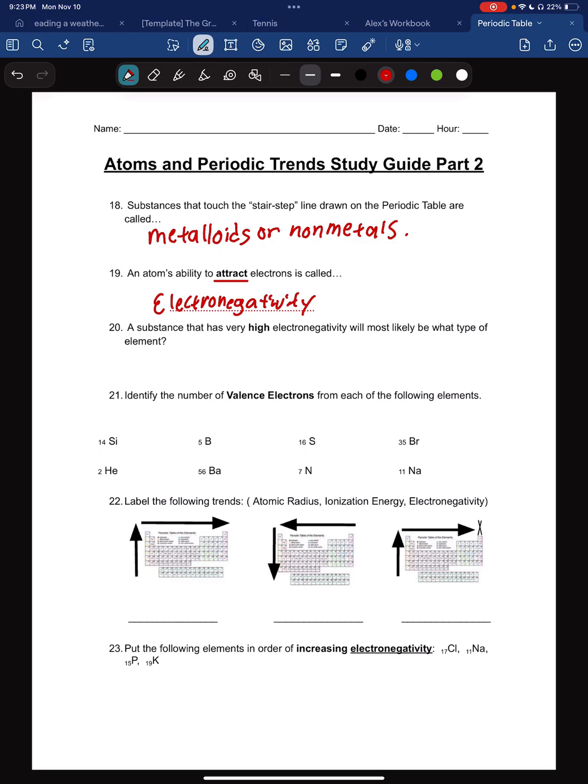Okay, they're going to want to take electrons from other atoms. Okay, so number 20, it says a substance that has very high electronegativity values will most likely be what type of element. So if it's asking for a type, it's asking, is it going to be a metal, metalloid, or non-metal? Okay.